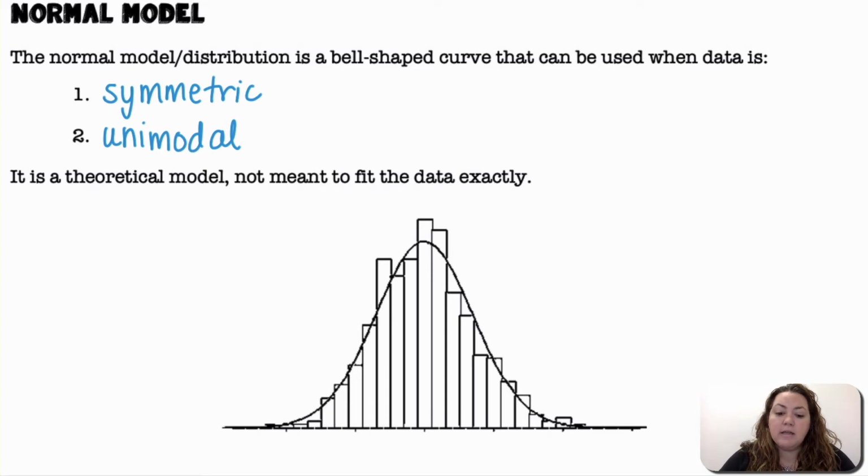So you can kind of see in this histogram that the bars are sometimes above, sometimes below. But in general, it kind of fits this bell-shaped curve.